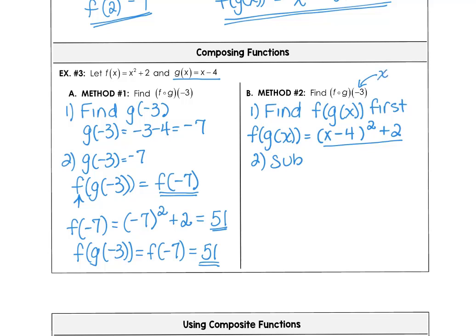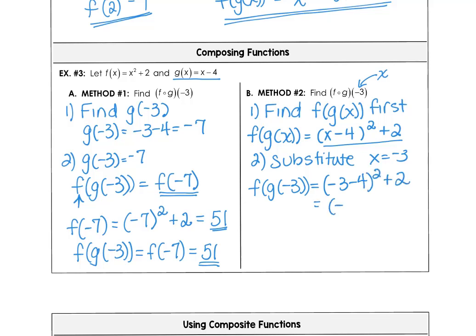And that's our x value here. So we want to substitute negative 3 for our variable. So f of g of negative 3 is negative 3 minus 4 quantity squared plus 2, which is negative 7 squared plus 2, which again turns out to be 51. Either method works. It just depends on which you find the most friendly.